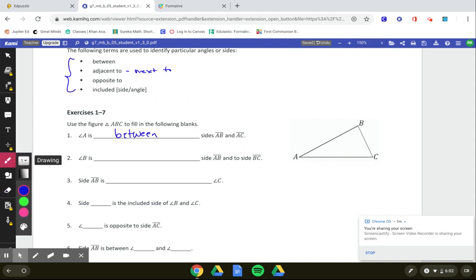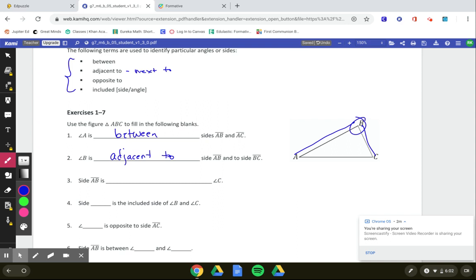Angle B is what compared to side AB, which is this one, and BC? We want to say, where is it in relationship to AB and BC? And we can see that it's not opposite of them. It's not in the middle of them. It really is kind of off to the side or next to it. So we would say that angle B is actually this one up here. Being right there, next to both of those lines, we would say that angle B is adjacent to side AB and side BC.